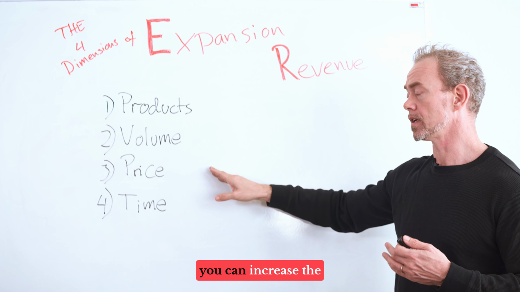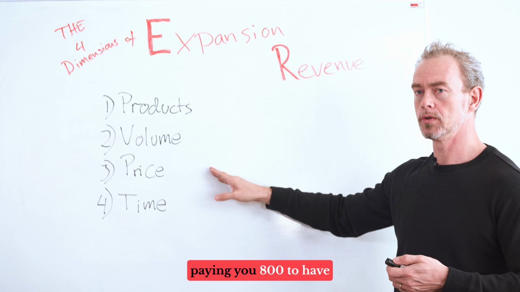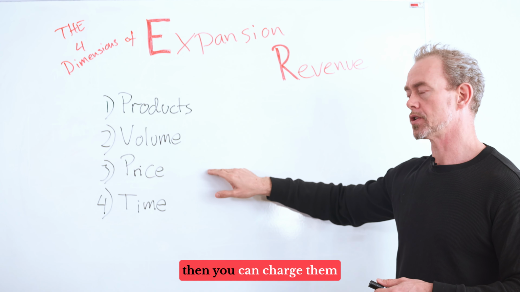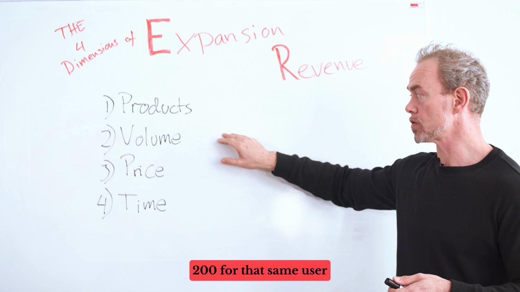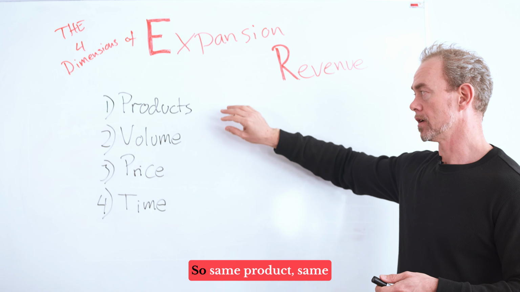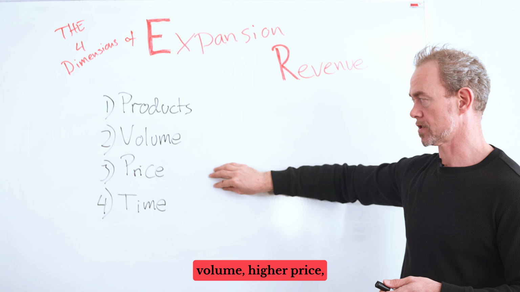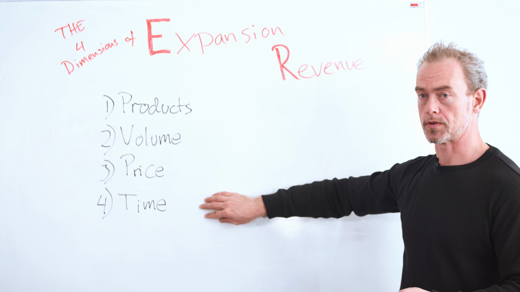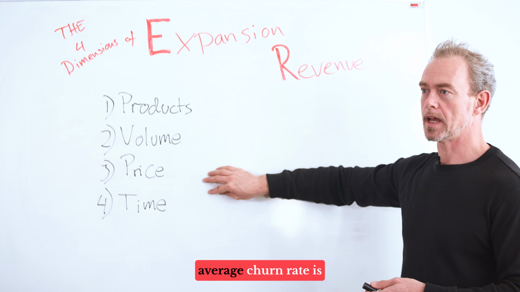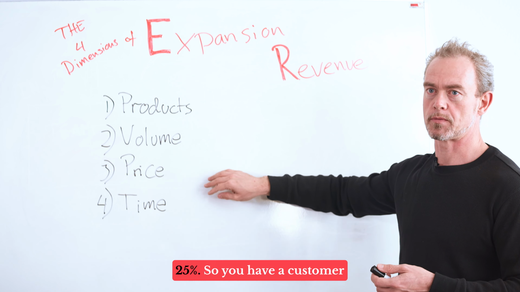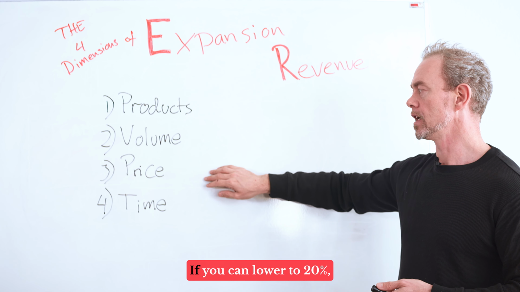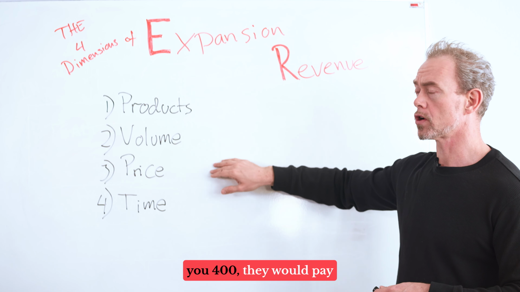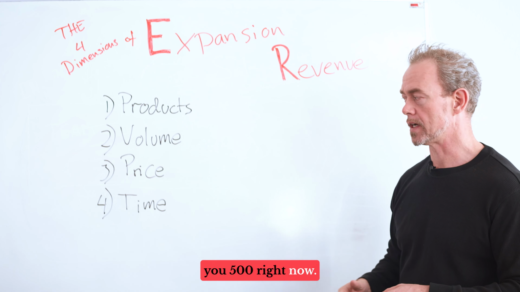The third way is that you can increase the price. So if they're paying you $100 to have, let's say, a user on the product, then you can charge them $200 for that same user on that same product. So same product, same volume, higher price, right? Means more revenue. And then, of course, the last thing is that you can do it for longer. So let's say that your average churn rate is 25%, so you have a customer for 4 years. If you can lower it to 20%, you would have the customer for 5 years. So instead of paying you $400, they would pay you $500, right?